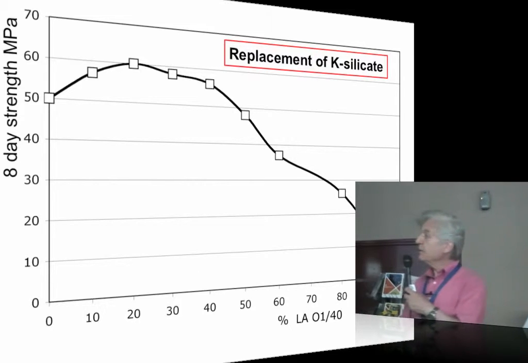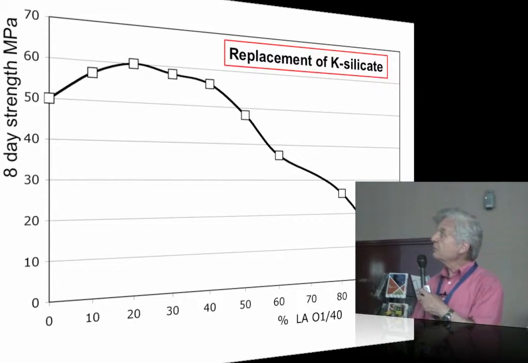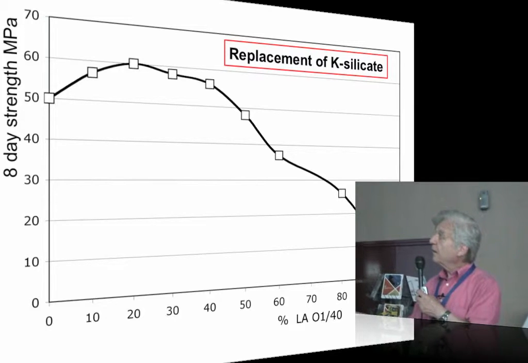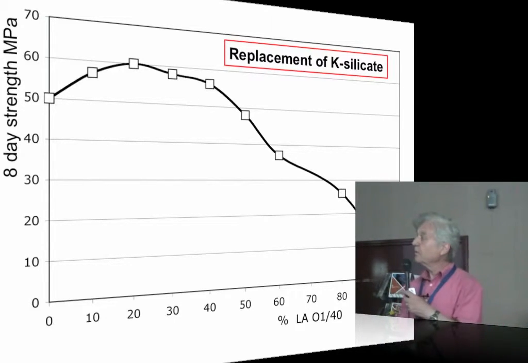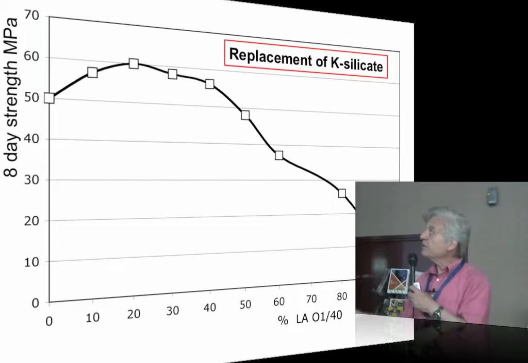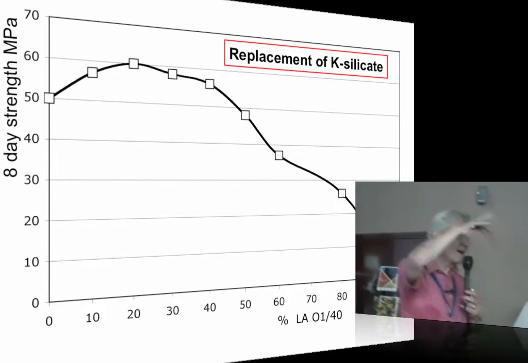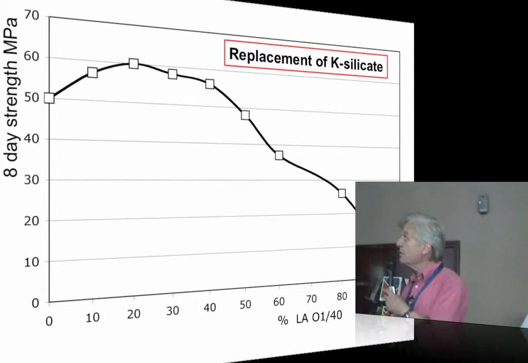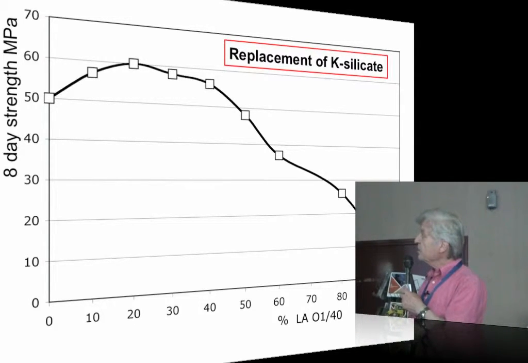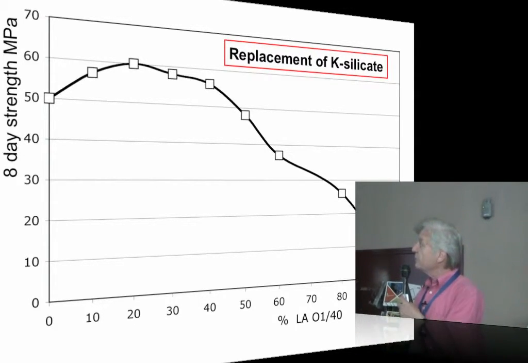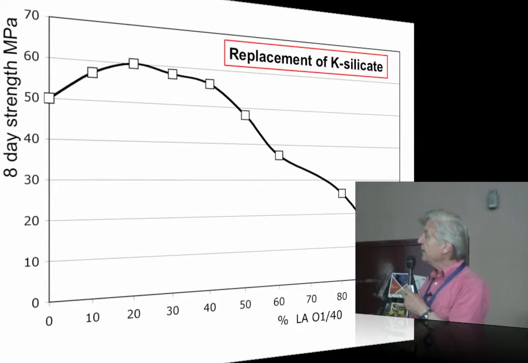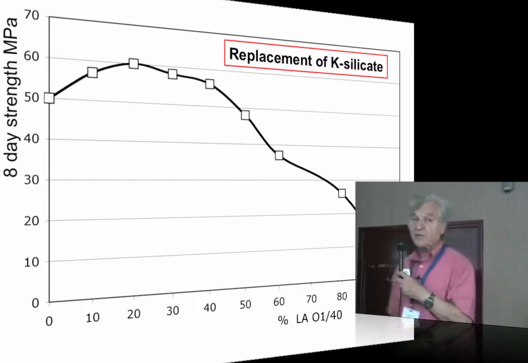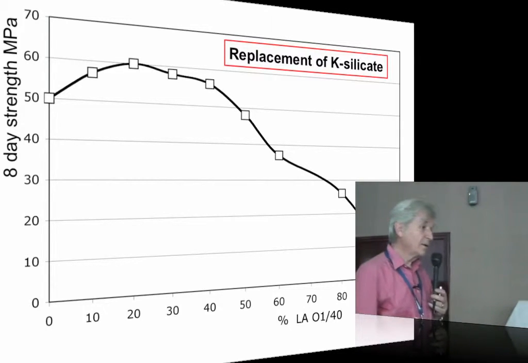So we have here zero replacement. We start with 50 MPa at 8 days. As usual, at 10%, 20%, you always have a maximum when you add something to your system. This is something that we always experience. And if we replace 60%, we still have around 40 MPa at 8 days. And even if we replace 80%, we are at 25 to 30 MPa.